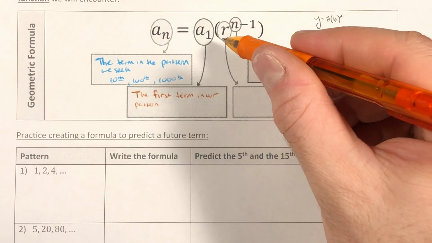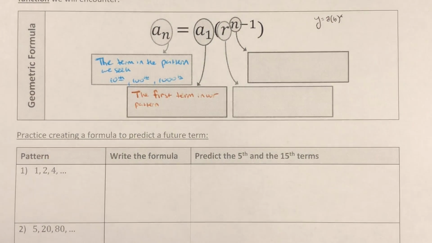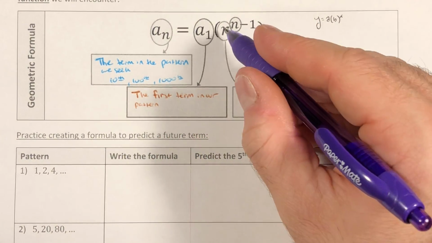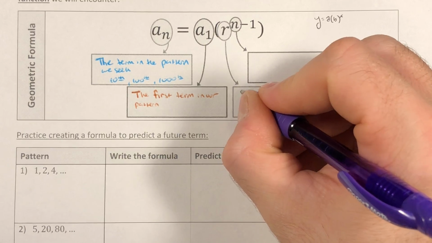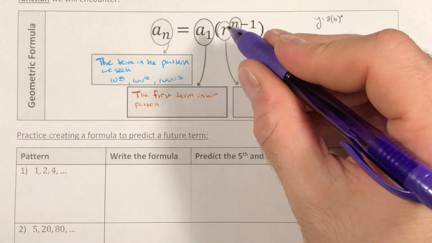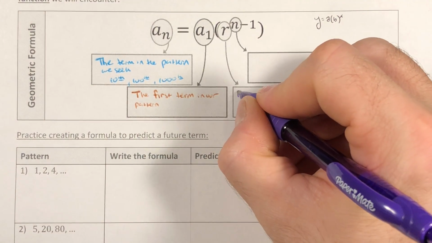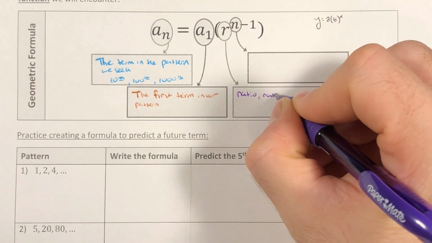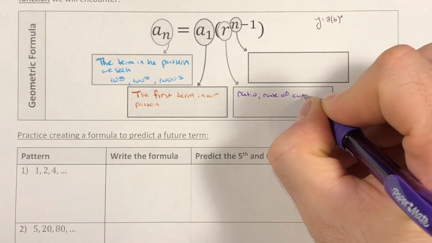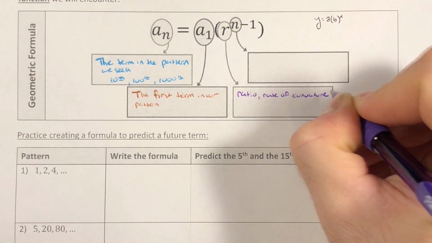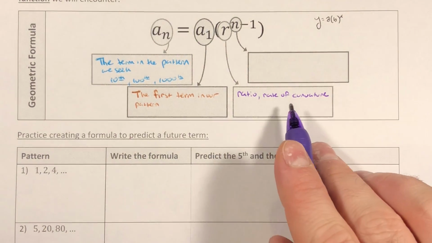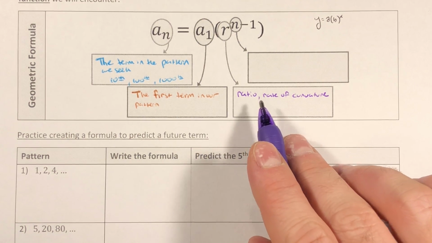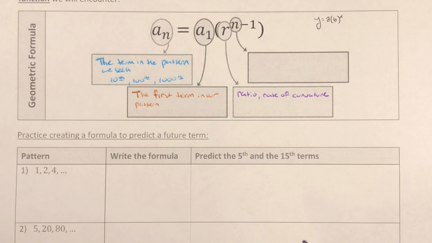Perfect. The r, similar to how we did the arithmetic series, is going to be our rate of change, but it's not just any rate of change. Because this is an exponential graph, this is our ratio, or our rate of curvature. It's not a line, so we're not necessarily going to call that a distinct rate of change. We're going to call this our rate of curvature.